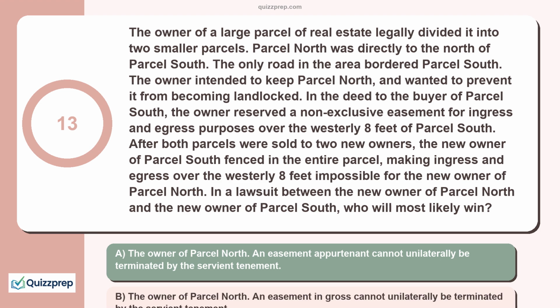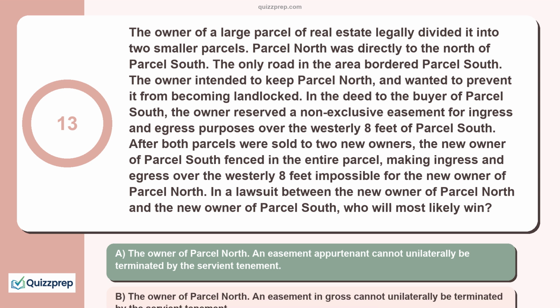The easement described in the test question is an easement appurtenant. The old owner, who split his large parcel in two, created the easement by reserving it in the deed to the individual who first purchased parcel south. In an easement appurtenant, there is a dominant tenement, i.e., the parcel that benefits from the easement, and a servient tenement, i.e., the parcel that is burdened by the easement. Here, the parcel that benefits is parcel north because the easement allows the owner to cross over the westerly 8 feet of parcel south to get access to the road. Parcel south is burdened with the easement because people who don't even own the land are allowed to use the westerly 8 feet of parcel south for ingress and egress purposes.